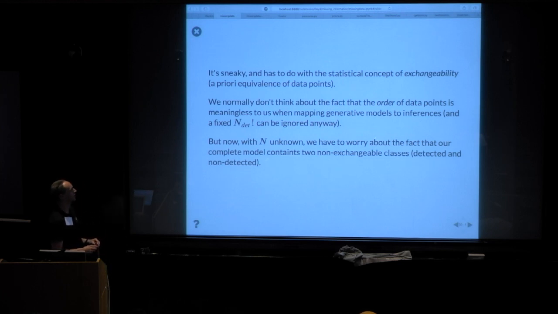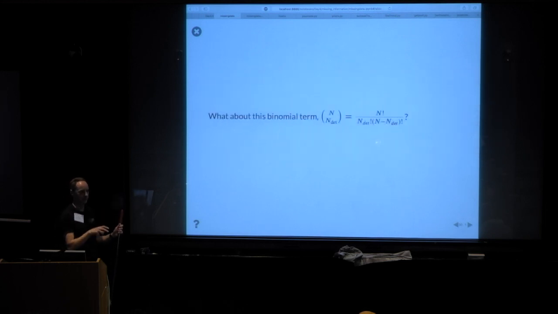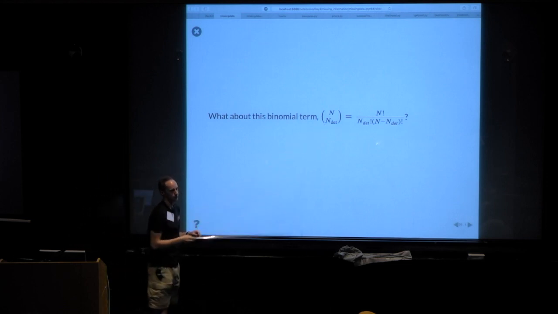So there is this concept of exchangeability, which means sort of a priori equivalence of data points, which is sort of generic in the case that we are looking at a class of objects like we're doing here. We don't normally think about it. So what that boils down to is we are analyzing a catalog. The order of lines in that catalog means nothing to us, right? You can shift them around, they're functionally equivalent. So from a generative standpoint, the number of ways that I might randomly produce a functionally equivalent catalog, in this case, where we have detected things and non-detected things, is proportional to that.